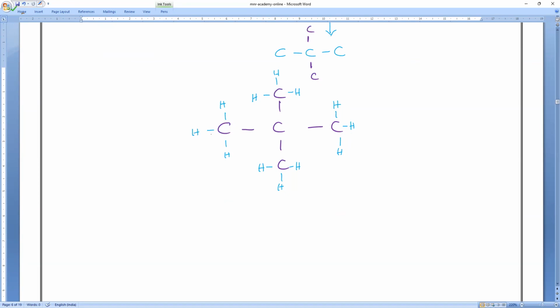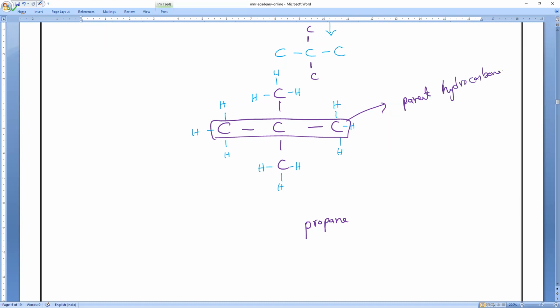So now if you notice, first, what is the longest carbon chain? Propane. Am I right or wrong? The longest carbon chain is what we call the parent hydrocarbon. So what is the parent hydrocarbon, everybody? Three are there. n equals three means what? Propane.